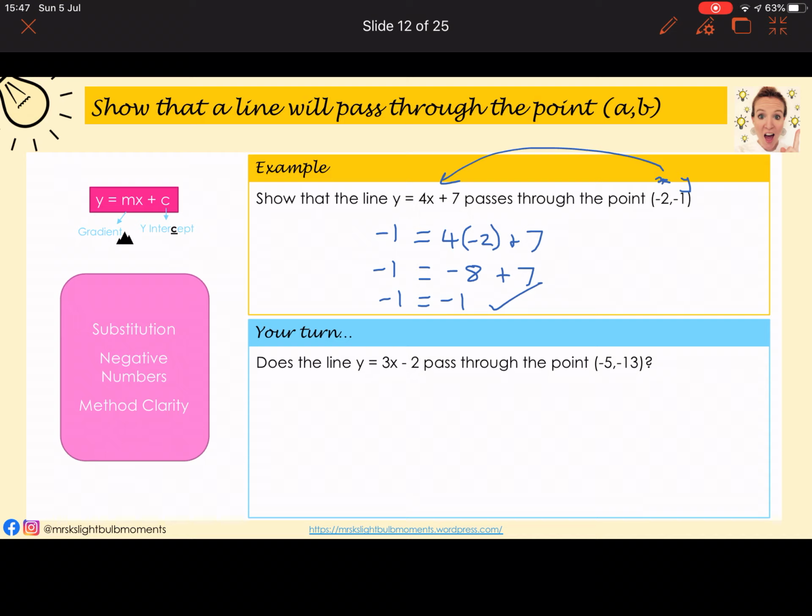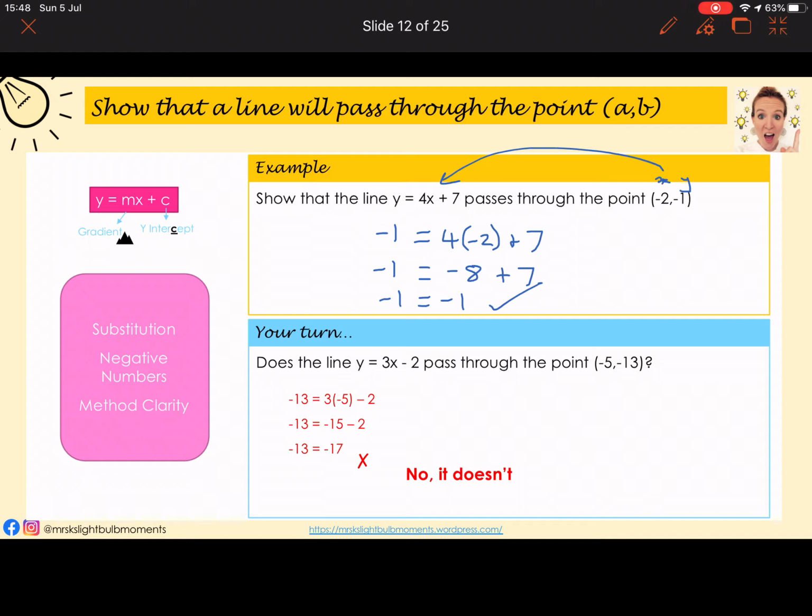And let's have a look. Oh, sorry, turn the stars off. So we substitute in, just like we did before, our coordinates into our equation. And when we simplify it, we get -13 equals -17. So no, the line does not pass through the point.